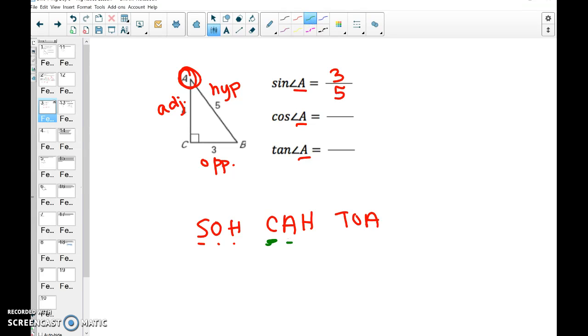Cosine is adjacent over hypotenuse. So if we look at the side adjacent to A, I know it's covered up, but it is a 4 there. And that's over the hypotenuse, which is 5.